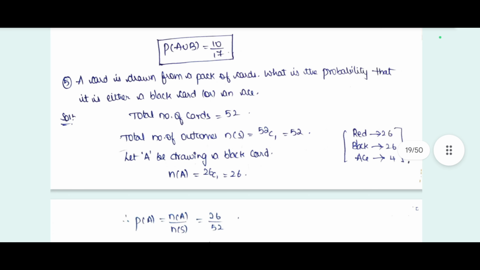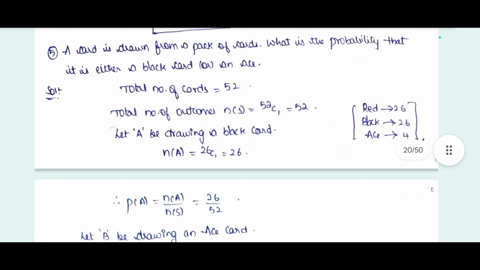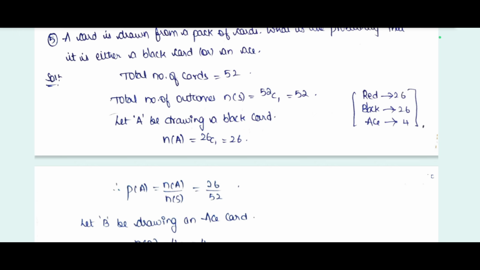One more question. A card is drawn from a pack of cards. What is the probability that it is either a black card or an ace? You are drawing a card from the pack of cards, which contains 52. So 52C1, that is 52, is your number of outcomes. Next, let A be the event of drawing a black card. How many black cards are there? 26, 26C1, that is 26.